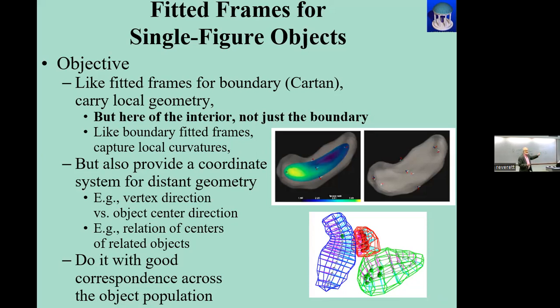And using these fitted frames and the representation of a frame at one point with a frame at the other in the local coordinate system does just that. Okay? So this notion of a fitted frame and geometry relative to local frame was a wonderful idea of a mathematician called Cartan. It was Élie Cartan. There's two Cartans.